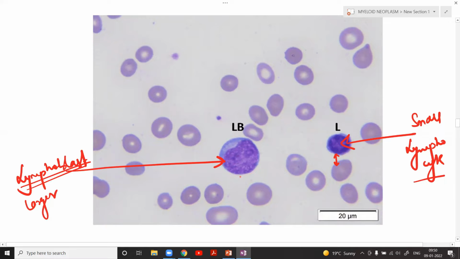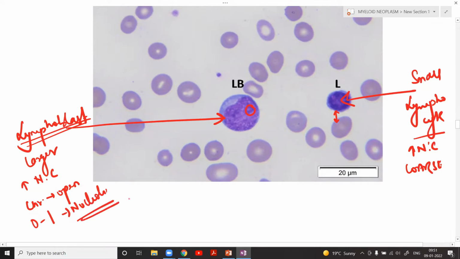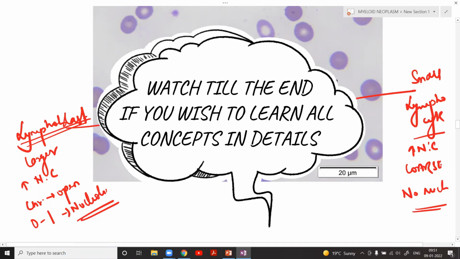If you look at the nuclear chromatin, both of them have a high NC ratio. You will say, sir, both have a high NC ratio, so how do we differentiate? One is the size: lymphoblasts are usually larger, small lymphocytes are smaller. Second, the chromatin is far more open in the lymphoblast, whereas the chromatin is far coarser in the small lymphocyte. Another thing: 0 to 1 nucleoli may be seen in the lymphoblast, but in the small lymphocyte no nucleoli are seen. So it is imperative that you differentiate a lymphoblast from a small lymphocyte.